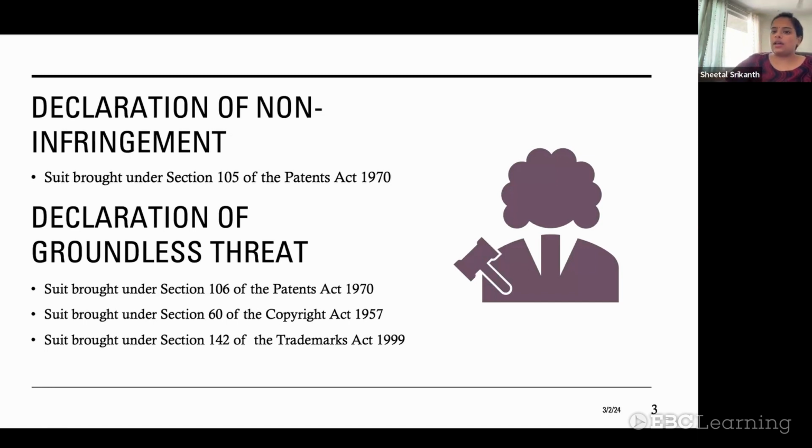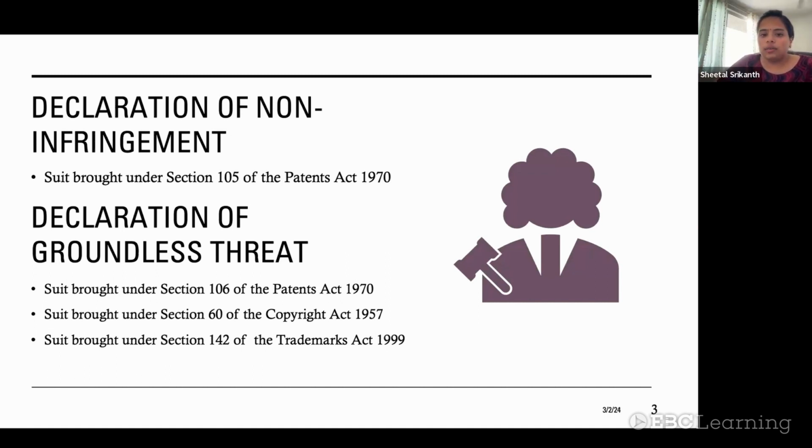Section 60 basically says that where any person claiming to be the owner of a copyright in any work by circulars, advertisements, or otherwise threatens any other person with legal proceedings or liability in respect of alleged infringement, that person may institute a declaratory suit that the alleged infringement to which the threats relate was not in fact infringement, and can obtain an injunction against that person from issuance of such threats, and recover even damages for this purpose.